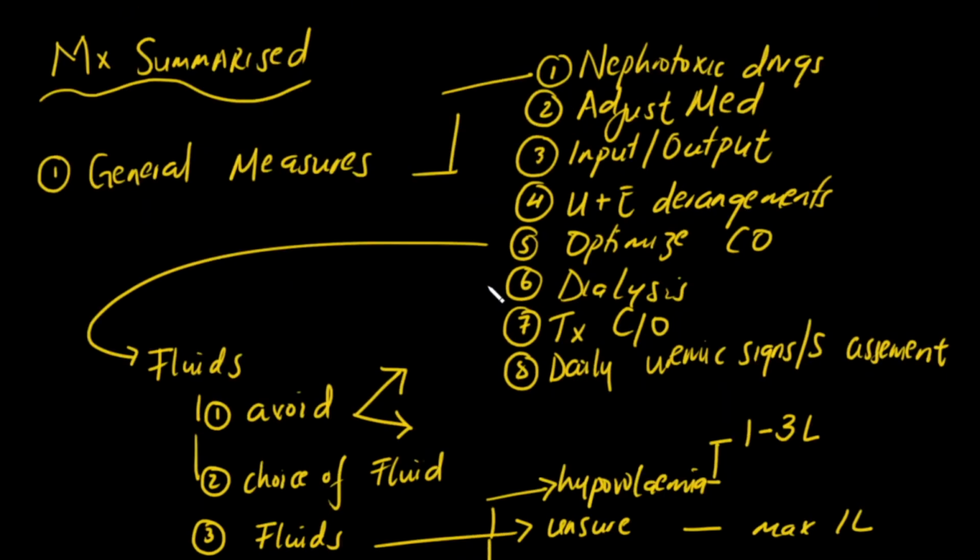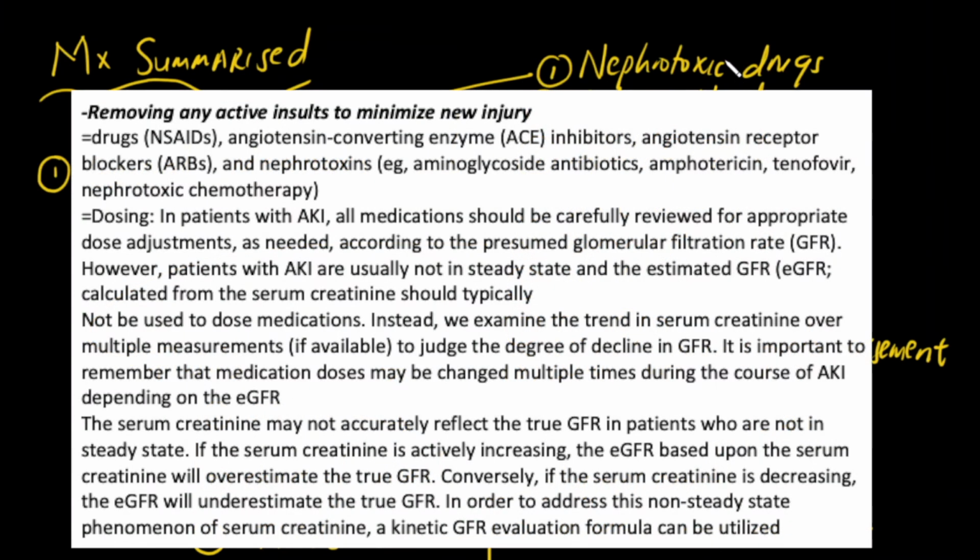Okay, so otherwise, what are the general measures that you have to put in place if a patient has acute kidney injury? Number 1, as we are displaying there, okay, the moment the patient has nephrotoxic drugs, and nephrotoxic drugs are like ACE inhibitors, your NSAIDs, your ARBs, and things like aminoglycosides, amphotericin, tenofovir, all those drugs, okay, you need to remove the nephrotoxic drugs. Okay, very, very important.